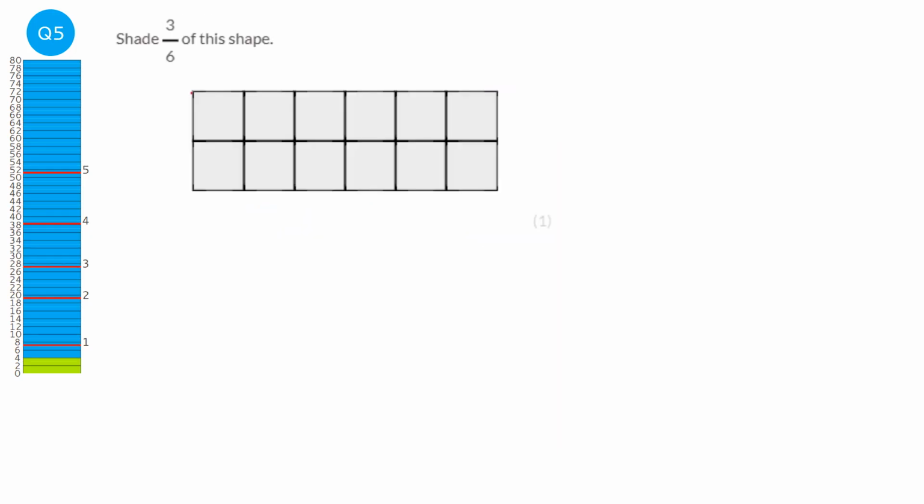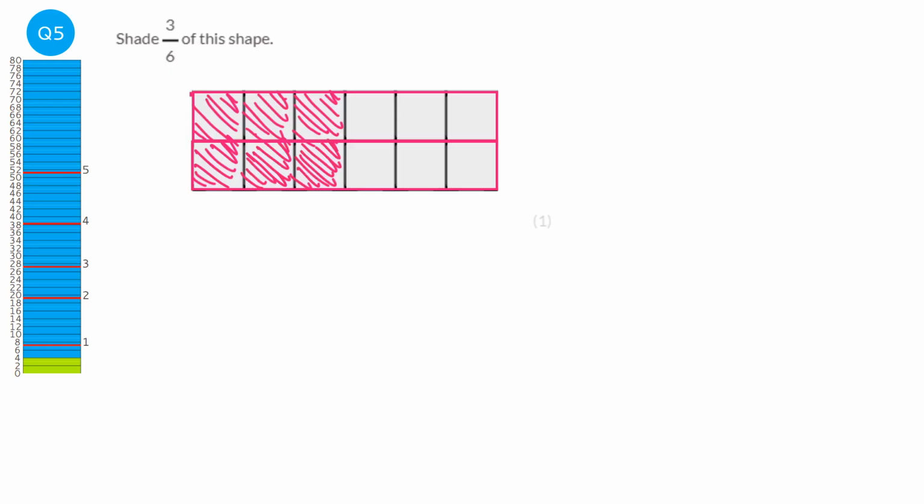If I split this shape into 2 sets of 6 blocks, when we're asked to shade in 3/6, for each one of those sets of blocks, I'm going to shade in 3 of the 6. So that's 3 for the first set, and this is 3 for the second set.